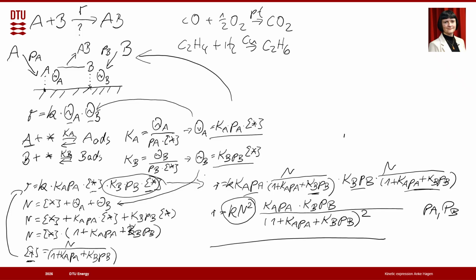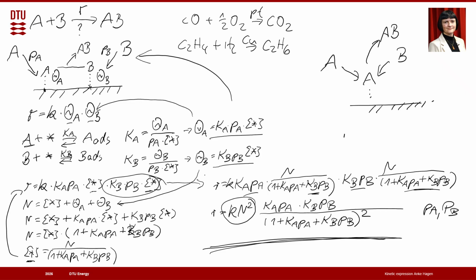There are other mechanisms, for example the Eley-Rideal mechanism, where you have a species A coming from the gas phase, adsorbing on the surface, and then reacting with B directly from the gas phase to give you product AB. In that case, we have, of course, a different expression for the reaction rate. So, for the example of a Langmuir-Hinshelwood reaction, we arrive at the reaction rate expression shown over here, with the shown dependencies on the partial pressures of the reacting species.